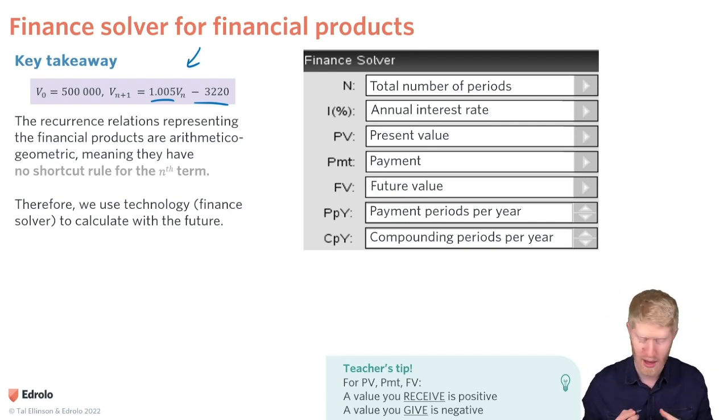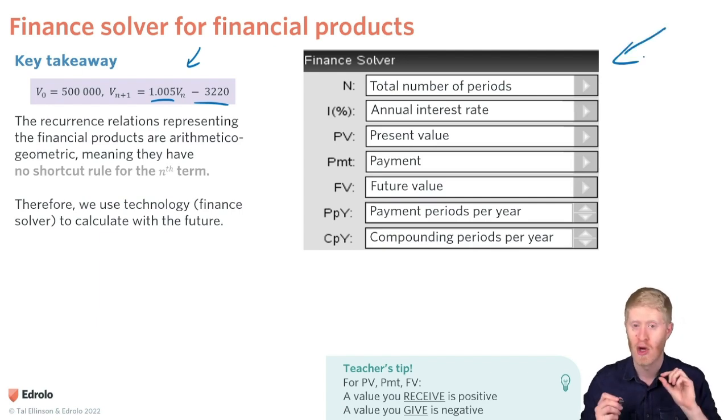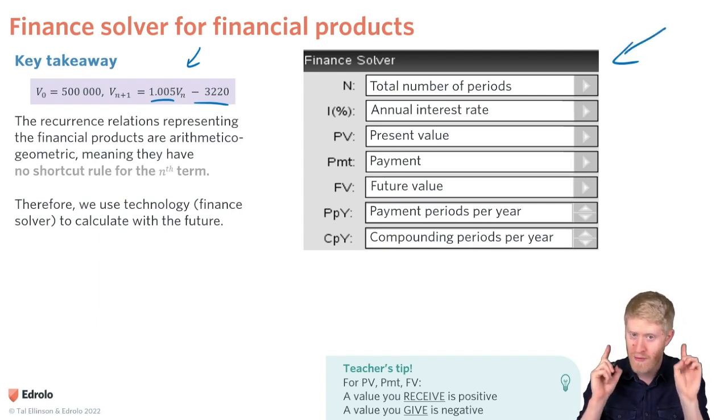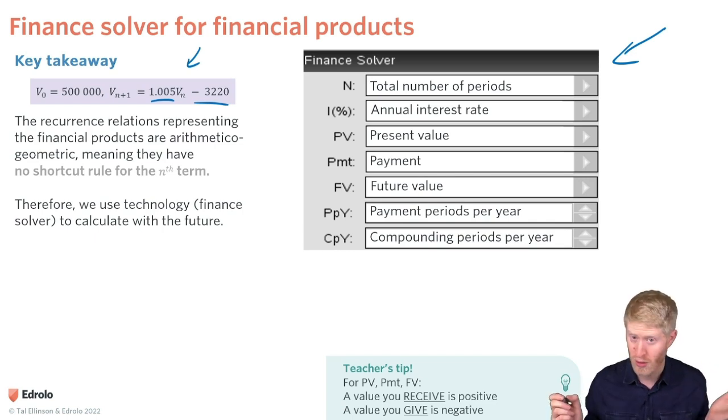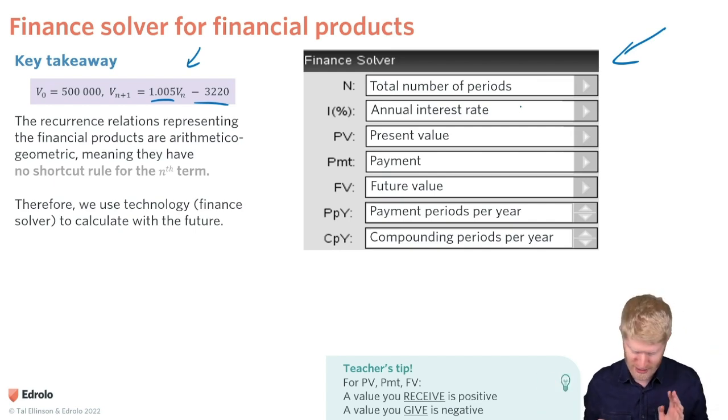With computers, we can shortcut these methods, and so we use a computer, our CAS calculator, to predict ahead. This financial solver is a replacement for the rule for the nth term. Does that make sense? Cool. There are 7 entries we always have: number of payments, interest rate, present value. You know these, you're going to see them, you can read them. We're going to apply them to some examples.